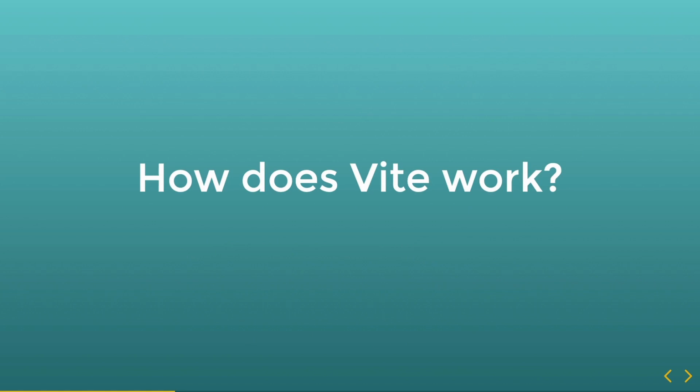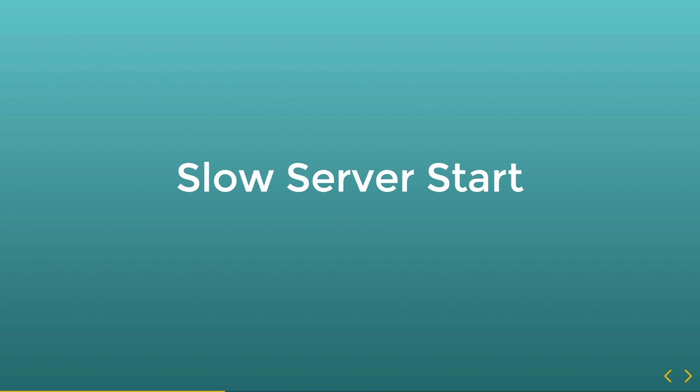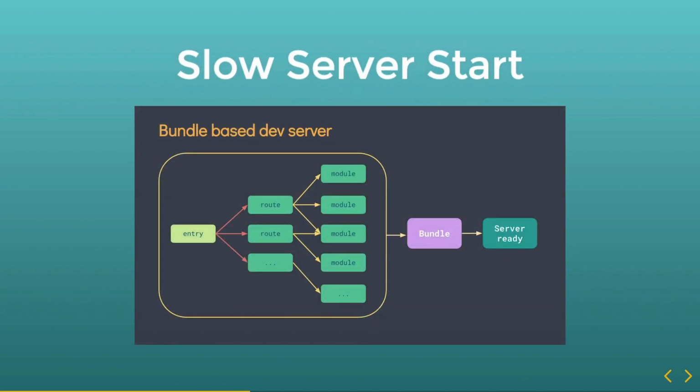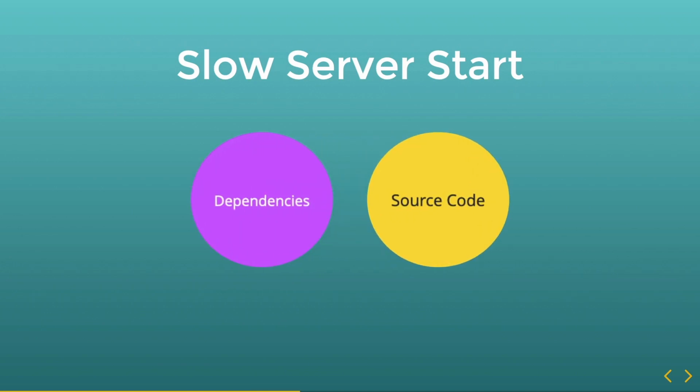So, how does Vite work? Well, Vite targets two bottlenecks in the traditional development server. The first is the slow server start. When cold starting the dev server, a bundler based build setup has to eagerly crawl and build your entire application before it can be served. Vite, on the other hand, improves the dev server start time by first dividing the modules in an application into two categories: dependencies and source code.